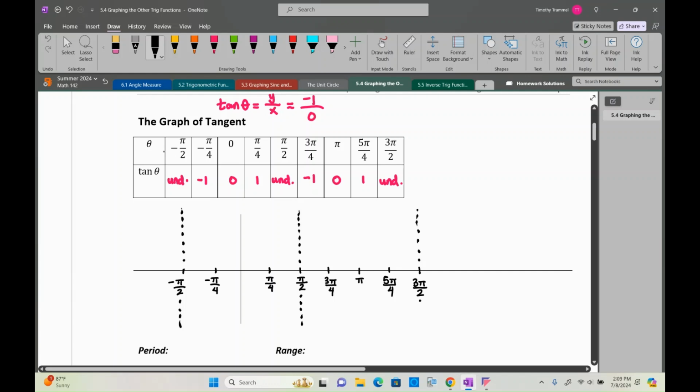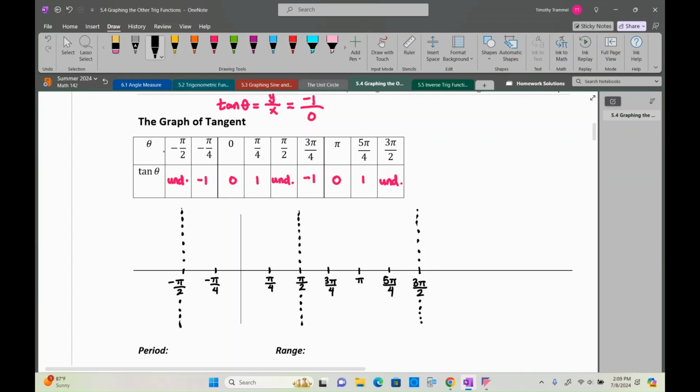Now, I want you to also notice how far apart these vertical asymptotes are. They're actually all pi units apart, which is exactly the period of tangent. So, right, tangent's pattern is going to repeat every pi units. Okay. And again, this is, of course, assuming that we have no transformation done here.